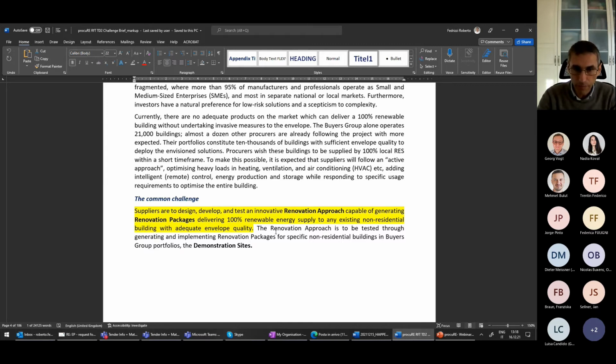Again, renovation approach and renewable energy supply to buildings that already have an adequate envelope quality. So the tender here is focusing on heating, cooling, ventilation, lighting, appliances, all the energy uses of the buildings, by the way. It does not look into the renovation of the envelope of the building itself.